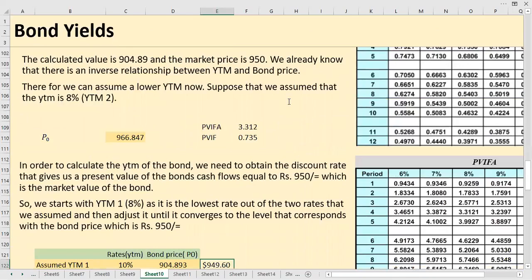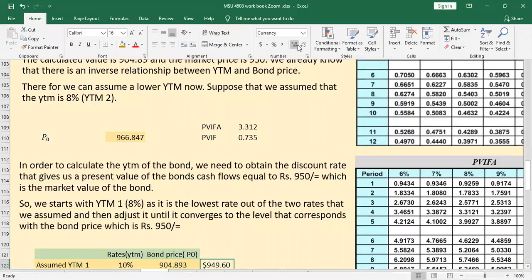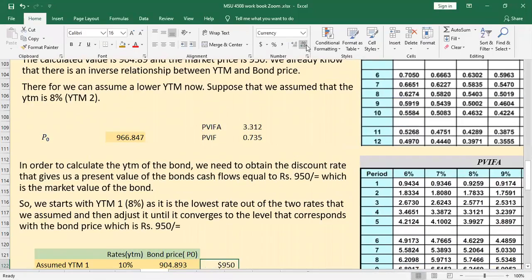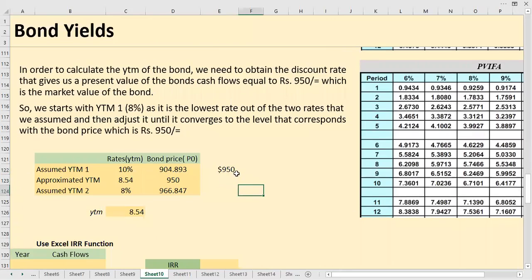If you just round it off, you get 950 as your answer. So when the required rate of return is equal to 8.454, the price of the particular bond is equal to 950. That means 950 is exactly what you are getting as the market value of the bond. So this is the YTM of that bond. That's how you calculate the YTM using this trial and error method.